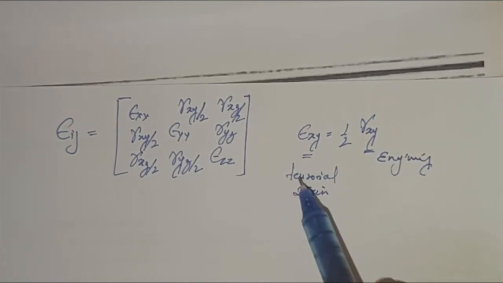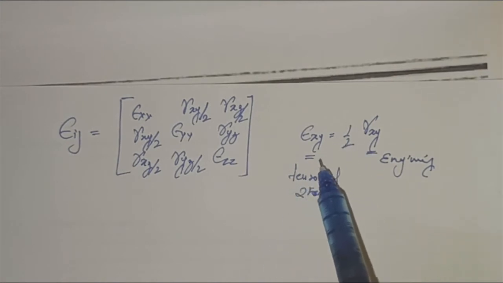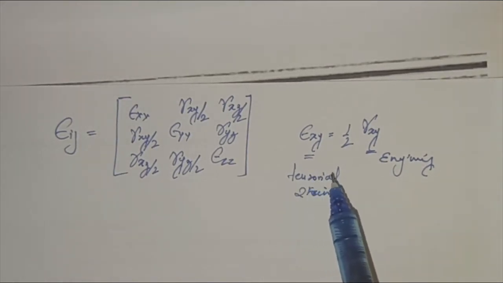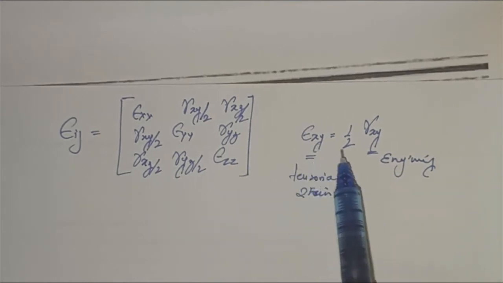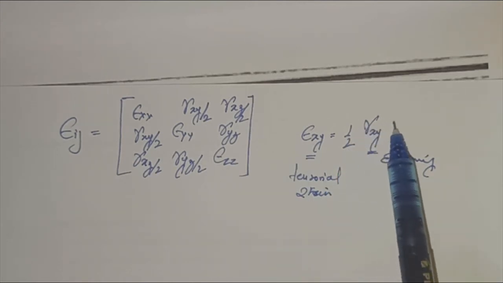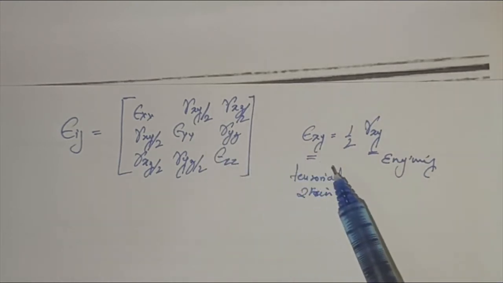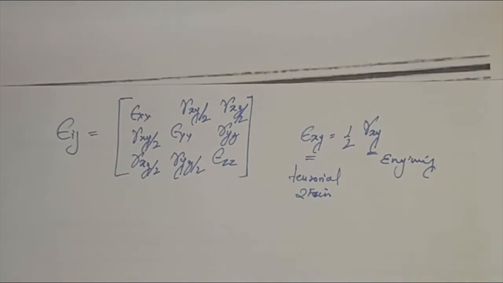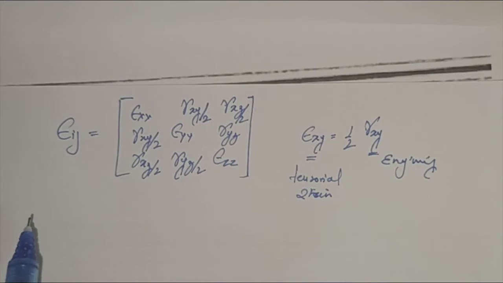So as you can see this tensor, the effect of 1 by 2 is because of the way the tensor behaves. So in the equation, the tensor includes 2 epsilon xy as an equation corresponding to gamma xy. That's why, in fact, in all the shear terms, that's why the effect of half is there. This will be more clear as you reach the higher classes. But the strain tensor is like this kind of.